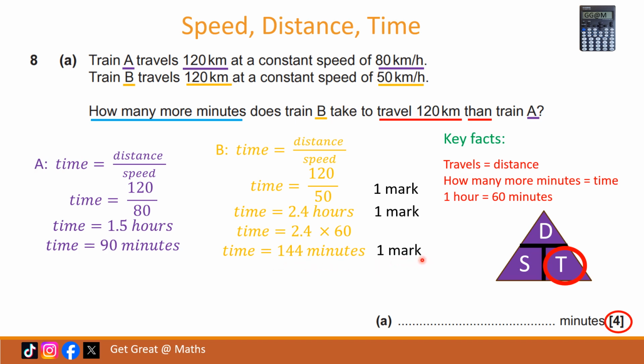To get the last mark of this question, we need to answer the question which says how many more minutes is train B than train A. So here is train B, 144 minutes. Train A, 90 minutes. How many more minutes? That means subtract. So to do that, all I have to do is 144 take away 90. Again, use the calculator, which will give you 54 for 1 mark. Remember to write your answer on the dotted line. Use your purple pen to mark your answer, give yourself a big tick if you got it correct. Well done, guys.